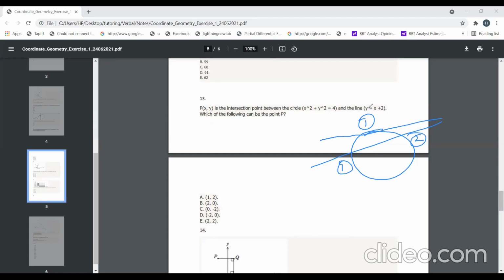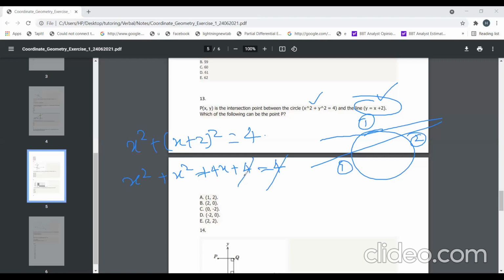But whatever the case, wherever the circle and line are intersecting, their equations should yield the same value. So if we substitute y = x + 2 from the equation of the line into the circle, that should be satisfied, right? Let's substitute that in the equation of the circle. x² + (x + 2)² = 4, so x² + x² + 4x + 4 = 4. 2x² + 4x = 0. Let's take 2x common: x + 2 = 0 alongside x = 0. This implies x = 0 or x = -2.